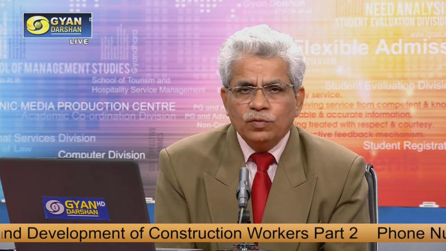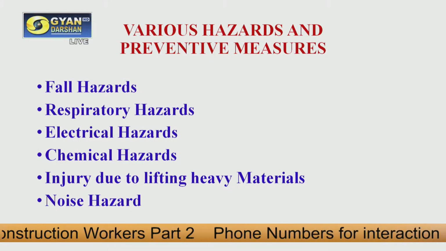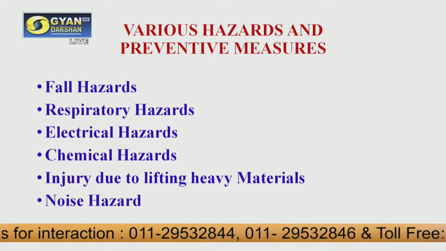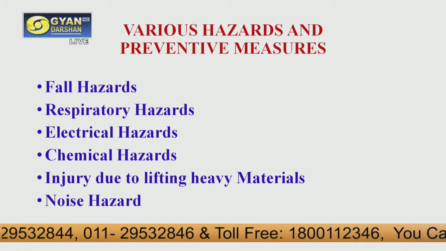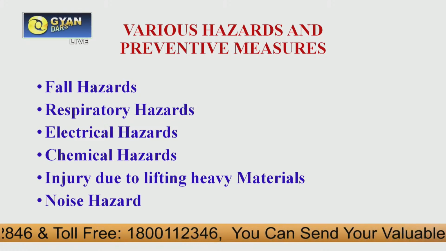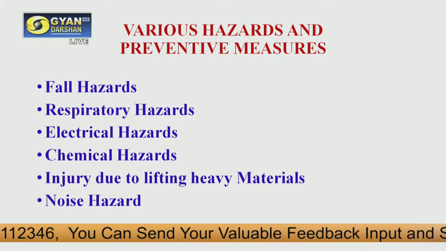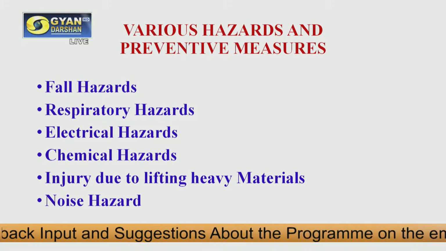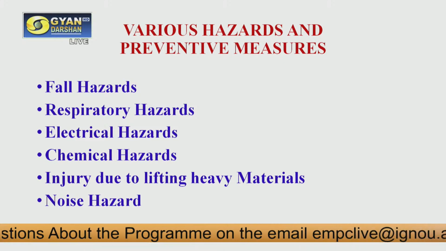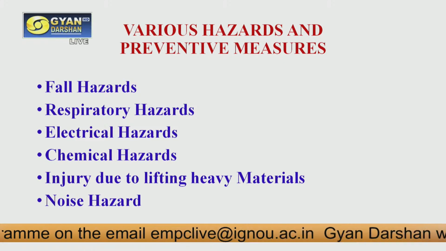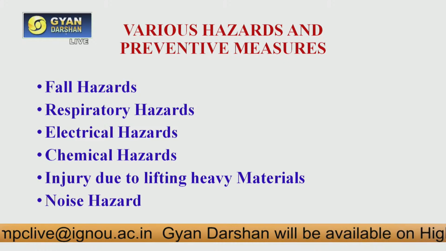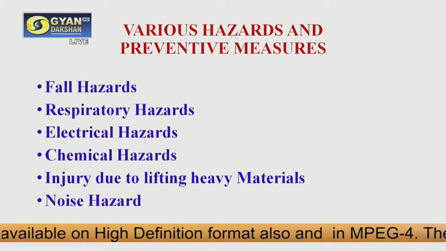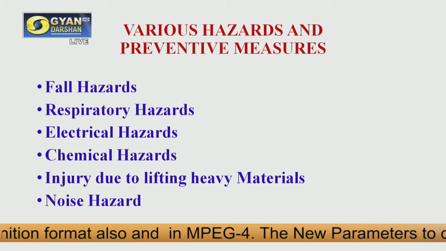Then we move to various hazards and preventive measures. These workers should be trained to identify different types of hazards at the construction site, whether these hazards are because of the operation of tools, machinery and equipment, or are associated with different types of operations being done at the work site. So these workers should be given training to properly identify these hazards, and they should also be told the methods to prevent these hazards.